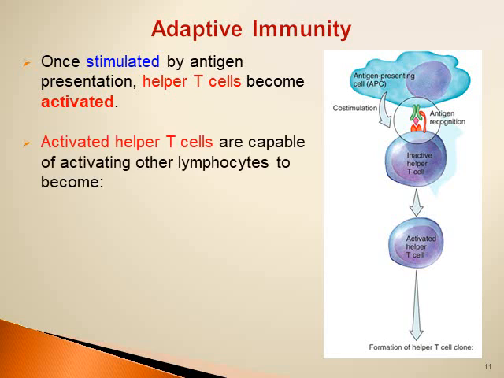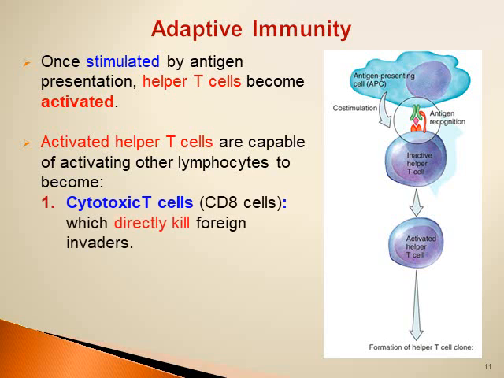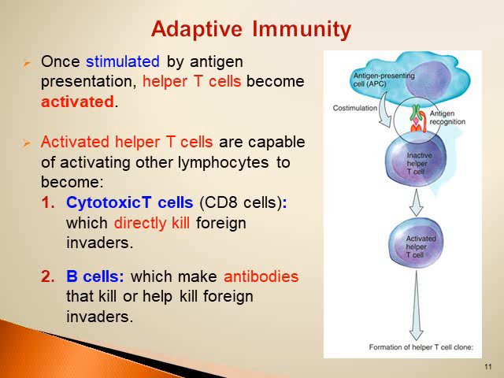Activated helper T cells are capable of activating other lymphocytes to become cytotoxic T cells. We also call them the CD8 cells, which directly kill the foreign invader. So the cytotoxic T cells can directly kill the foreign invader. Also, the activated helper T cells can stimulate other lymphocytes to become B cells, which make antibodies that kill or help kill foreign invaders.